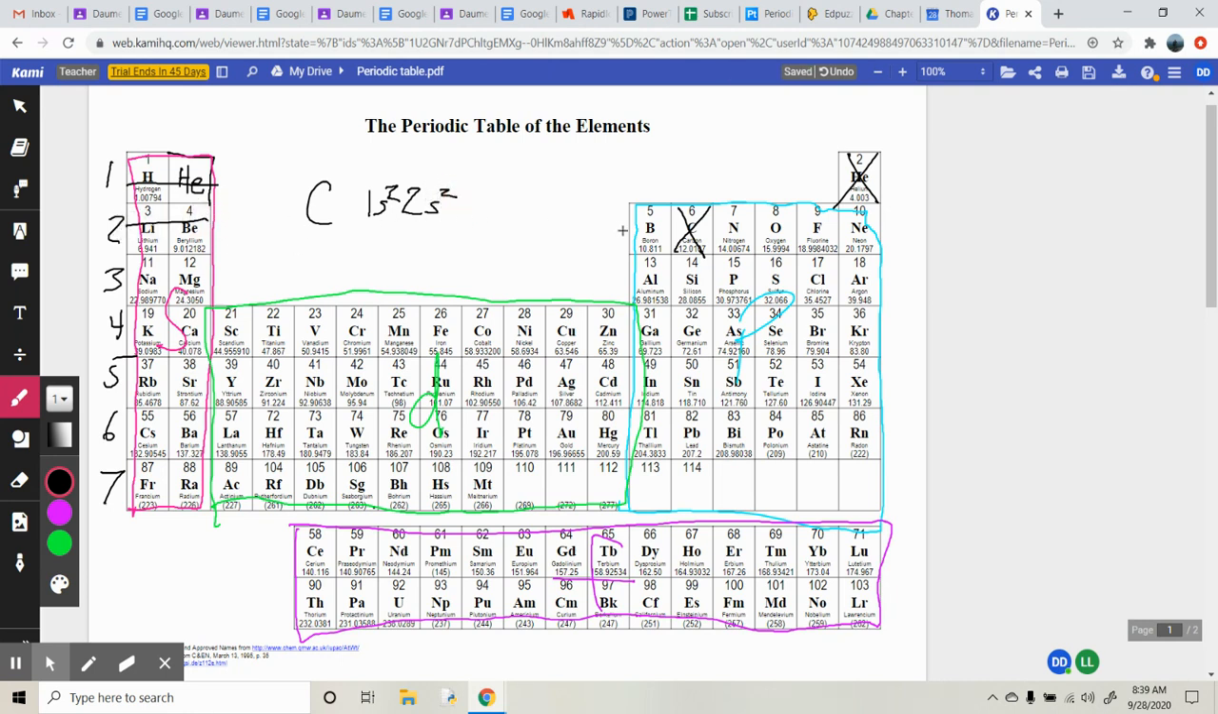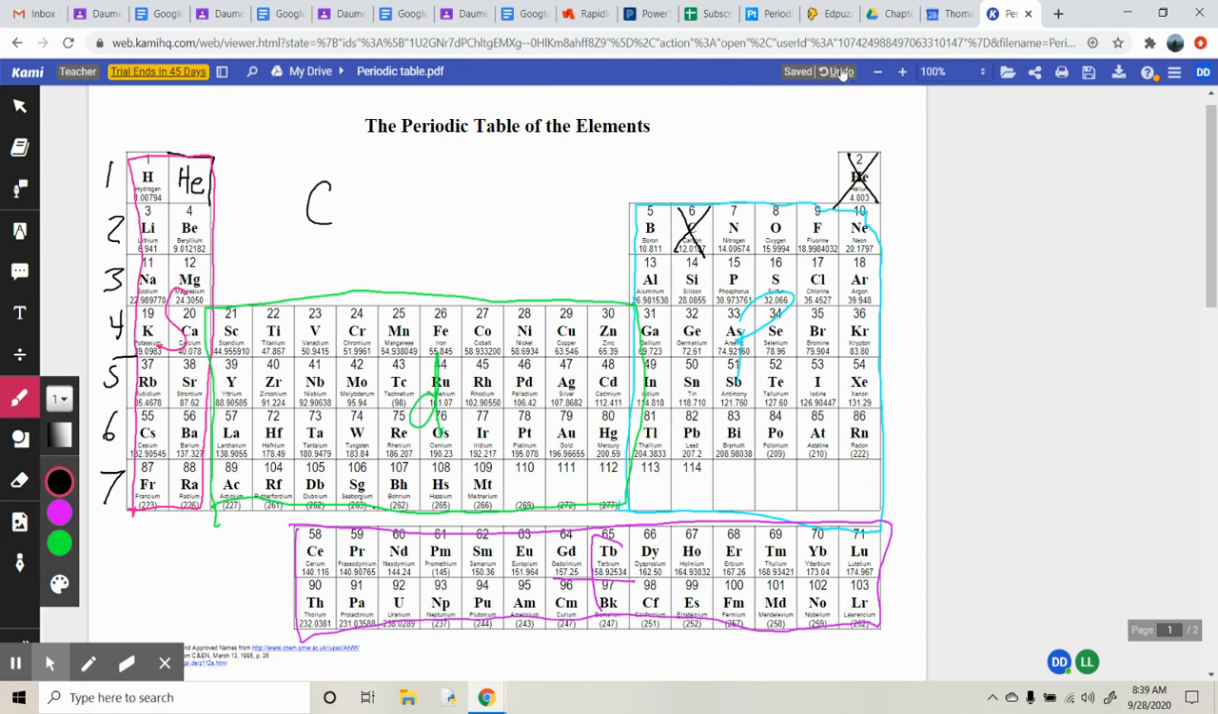Right now I'm moving my way back over to here again. Now I'm in a new orbital, so I got to state the energy level again, which is 2. Now I'm in the p orbital, and to get to carbon, it is 1, 2 to get to that. So we did 1s2, 2s2, 2p2 to get to carbon. Okay, let's go ahead and let's do another one. Let's go ahead and do neon.